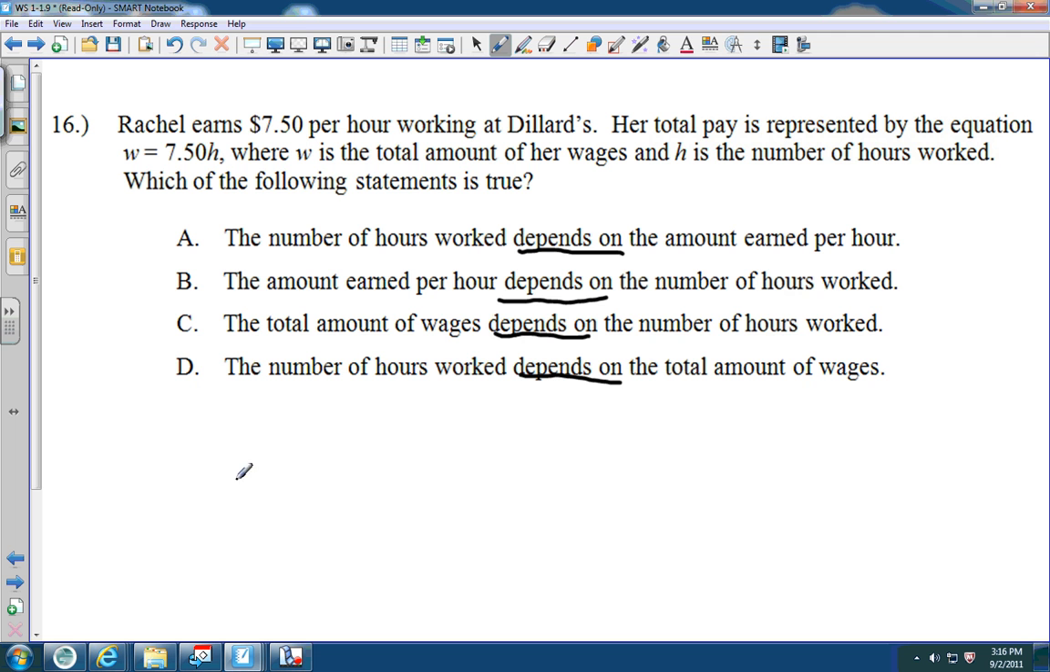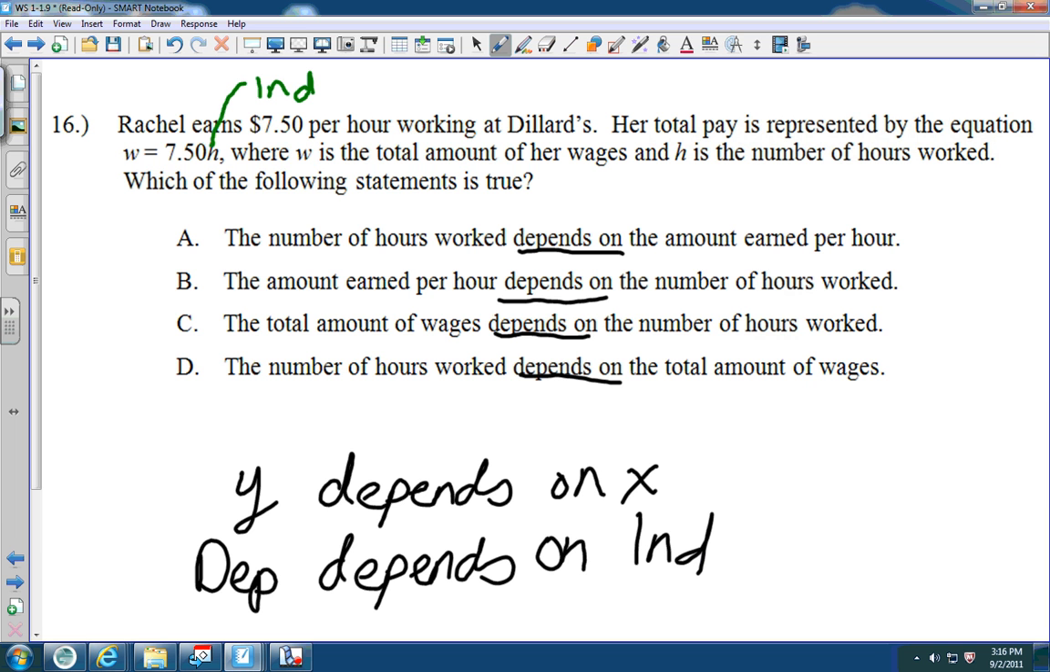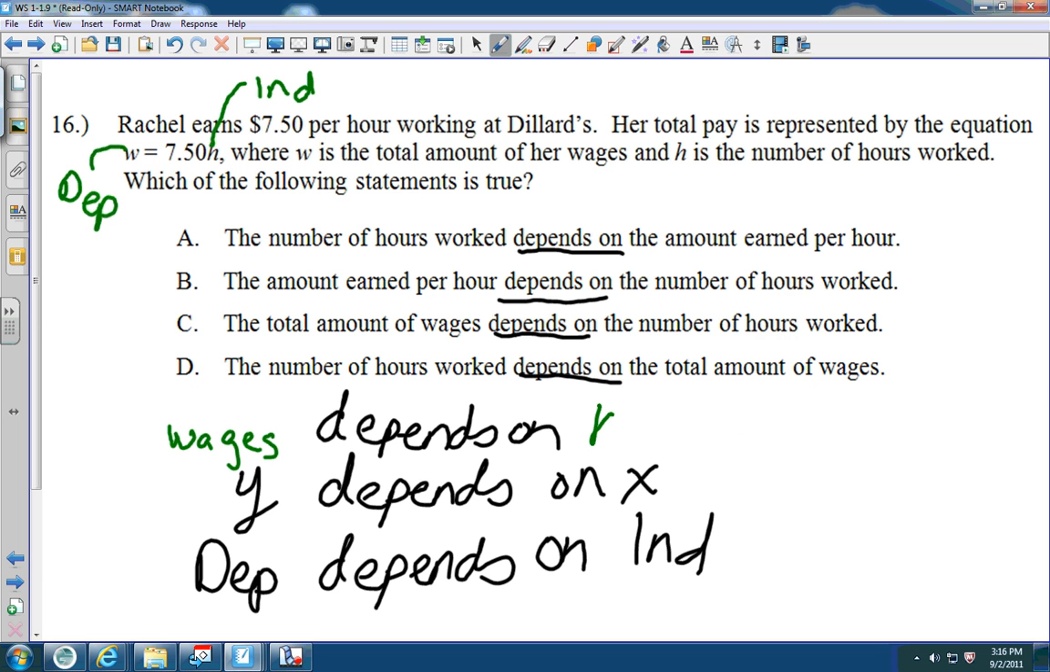Okay? Y depends on X. The dependent depends on the independent. Okay, well, first off, what's the independent variable? You have W and you have H. Time, there it is. There's our independent variable. Wages is my dependent. So let's put that in there. Dependent goes here, so we've got wages. And then you've got depends on the independent, which is the hours.